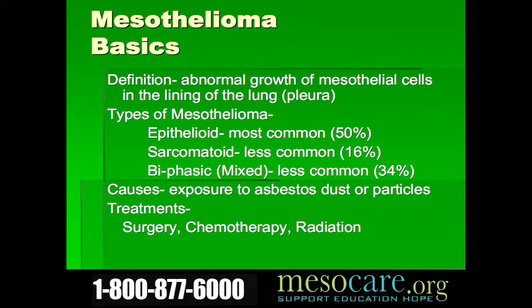Mesothelioma basics. The definition of mesothelioma is abnormal growth of the mesothelial cells in the lining of the lung, which is called the pleura. There are 3 types of mesothelioma: epithelioid, which is the most common, sarcomatoid, and biphasic, which is a mix of both. And the sarcomatoid and biphasic have worse prognostic factors.